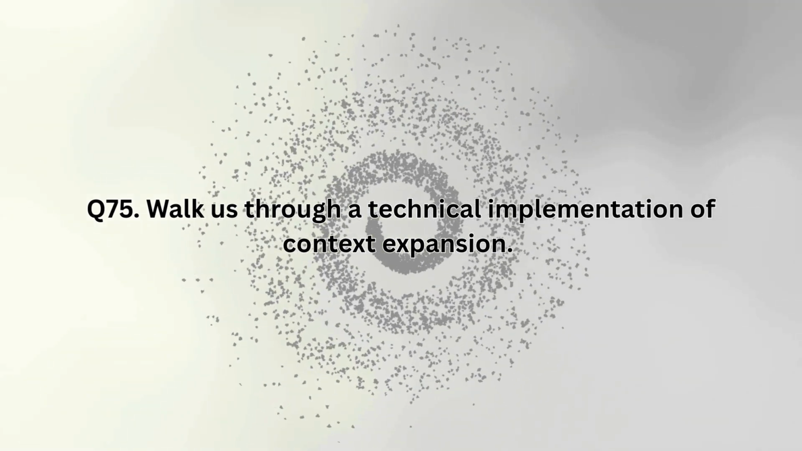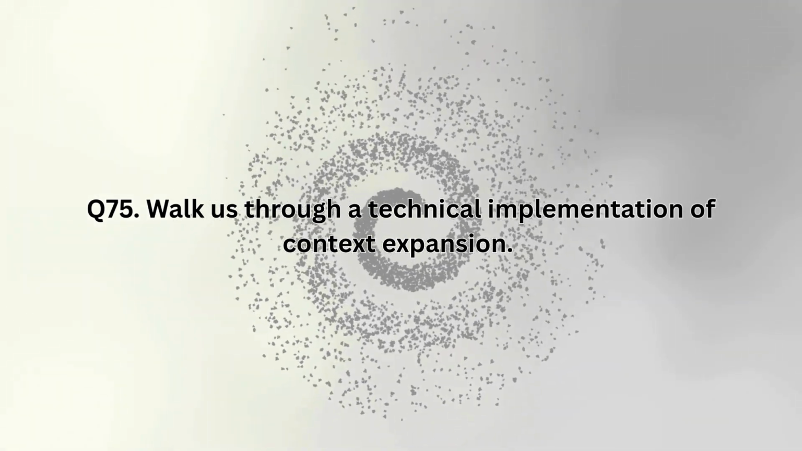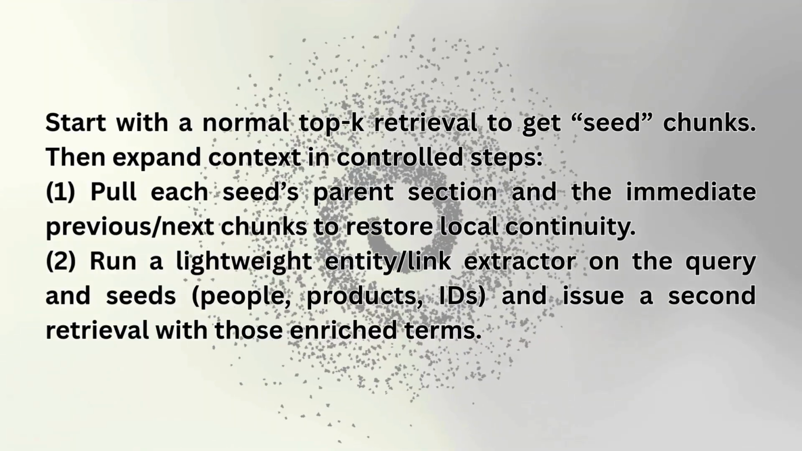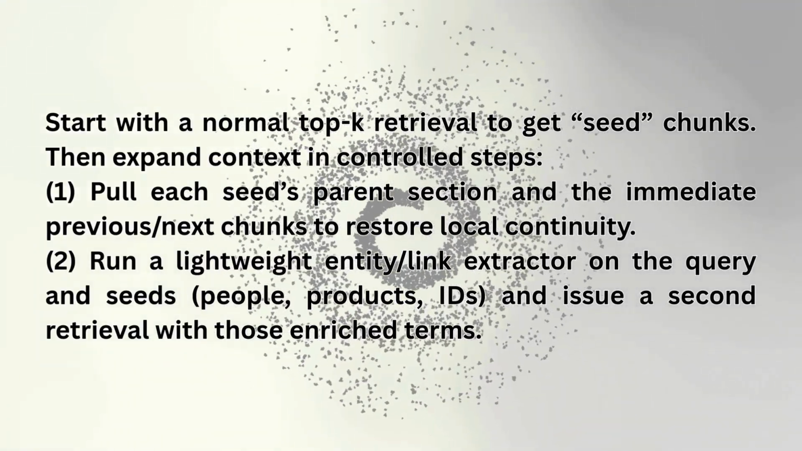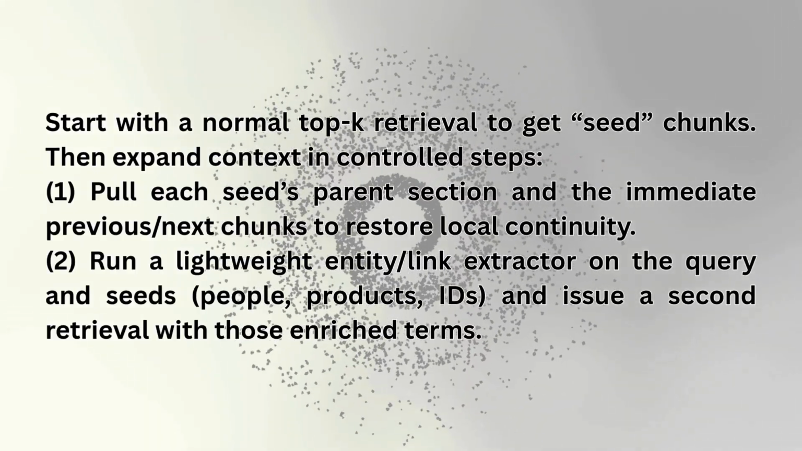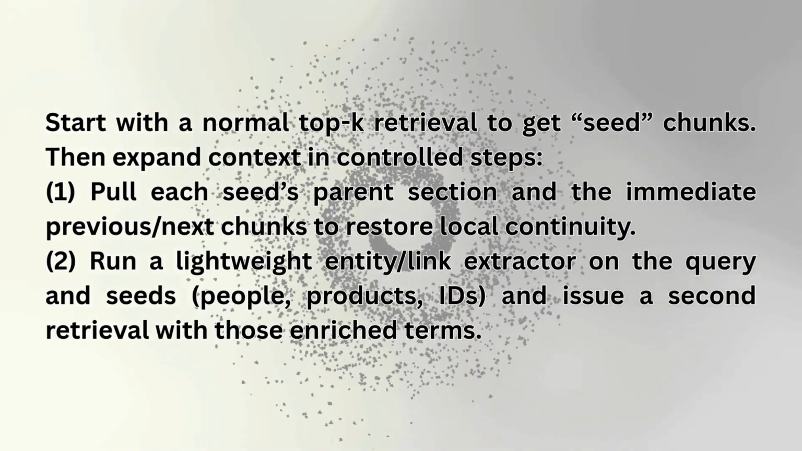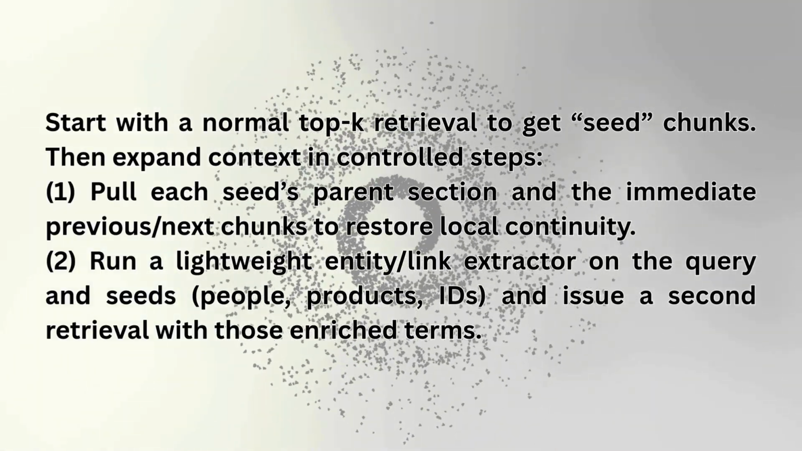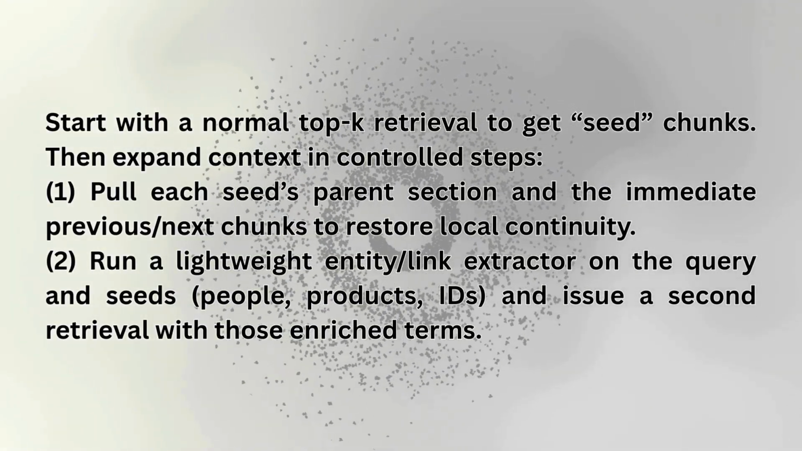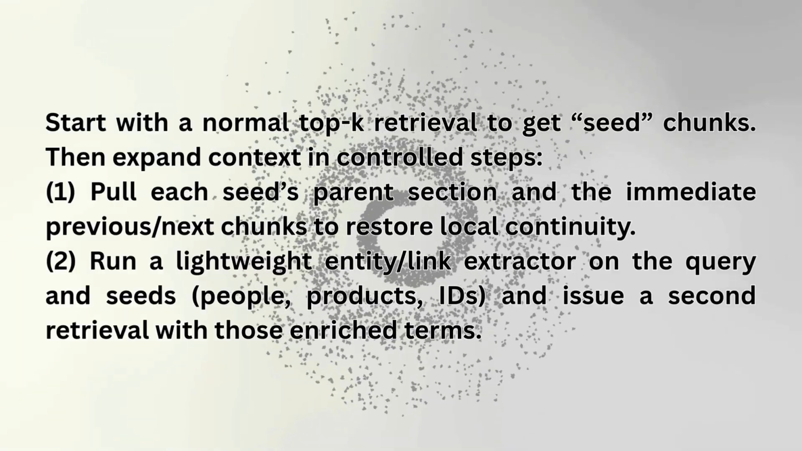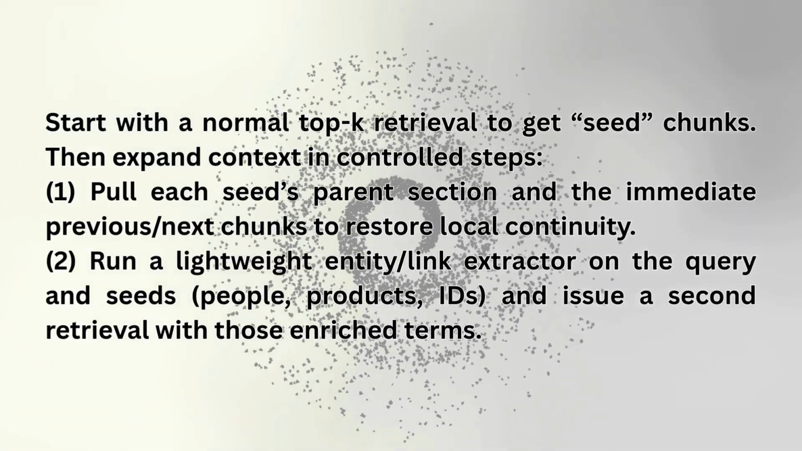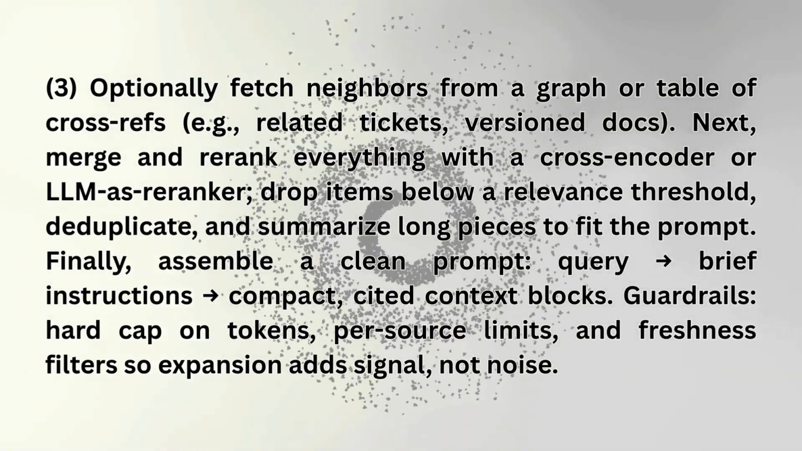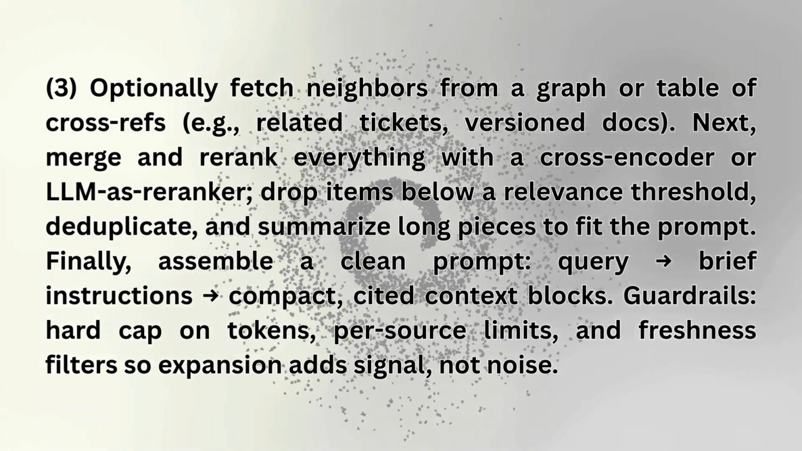Walk us through a technical implementation of context expansion. Start with a normal top K retrieval to get seed chunks, then expand context in controlled steps. 1. Pull each seed's parent section and the immediate previous and next chunks to restore local continuity. 2. Run a lightweight entity link extractor on the query and seeds, people, products, IDs, and issue a second retrieval with those enriched terms. 3. Optionally fetch neighbors from a graph or table of cross-refs, e.g., related tickets, version docs.